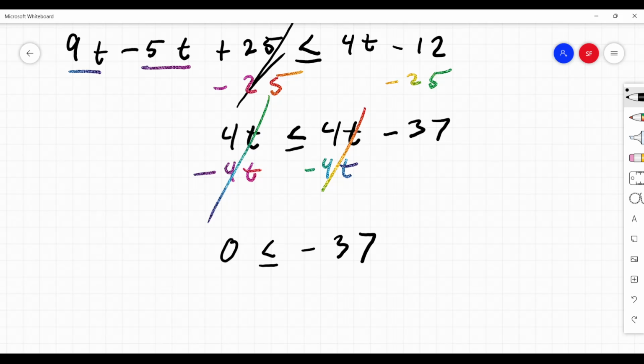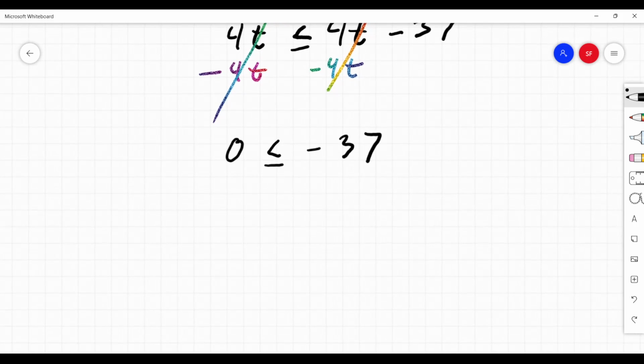So just like an equation, if the variable disappears, we have the same two options. Either this statement is true or it is false. So is this a true statement or a false statement? Is 0 less than or equal to -37? No, it's not equal to. Well, it's not less than either, because -37 is less than 0. Neither one of those things, right? So the answer to this is no solution, or the null set.